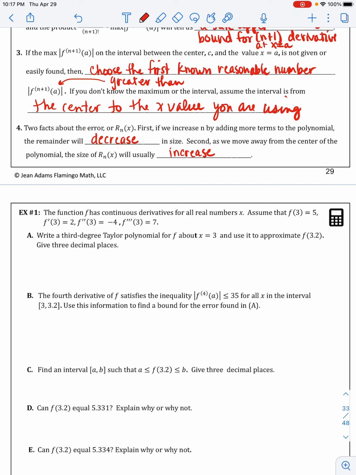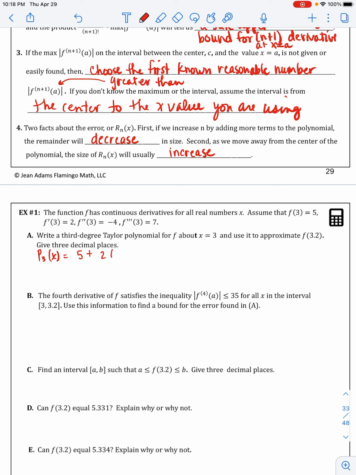Okay, example number 1. The function f has continuous derivatives for all real numbers x. Assume that f of 3 is 5, f prime of 3 is 2, f double prime of 3 is -4, and f triple prime of 3 is 7. Write a third degree Taylor polynomial for f about x equals 3 and use it to approximate f of 3.2.